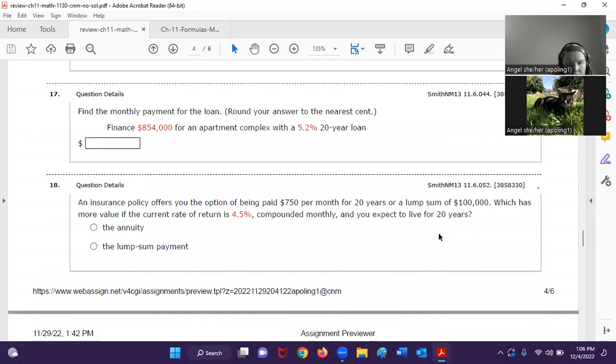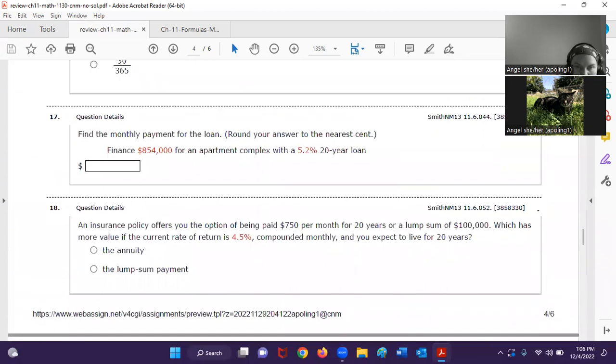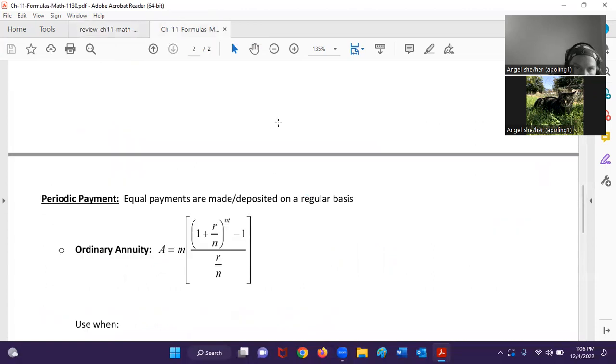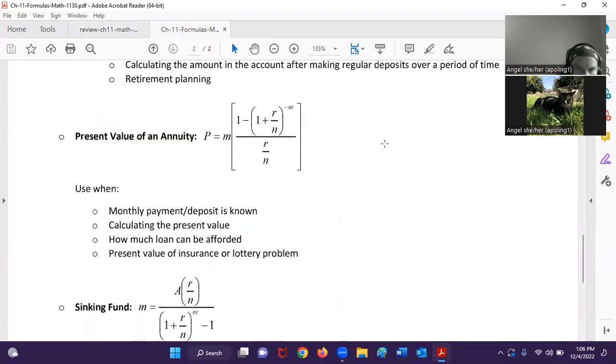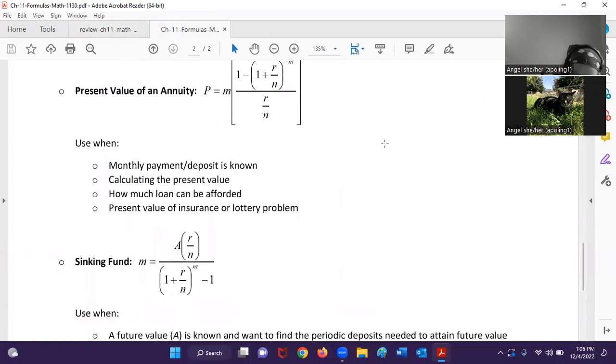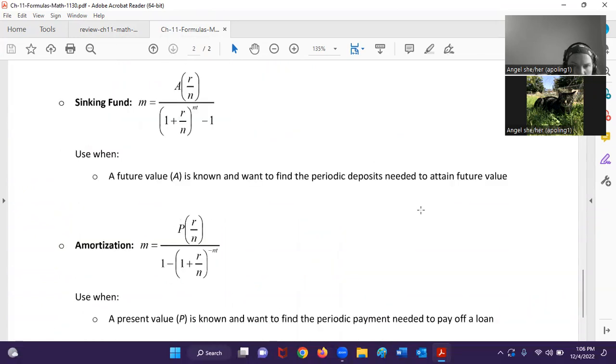In number 17, we're asked to find the monthly payment for a loan. And let's see. Monthly payment. Let's go look at our chart over here. So here we have a monthly payment, but that has a future amount. Here we have a monthly payment where the present value is known.